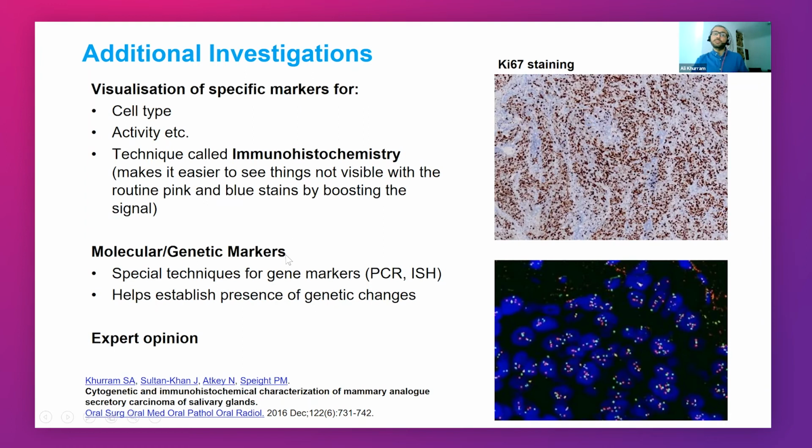But there's also a step beyond that. We can also look at genetic markers, things that are not visible at all. What you have to do is probe your DNA or even RNA at the gene level to see if there are any changes in there that can help us with the diagnosis. And of course, expert opinion, which is quite important as well.